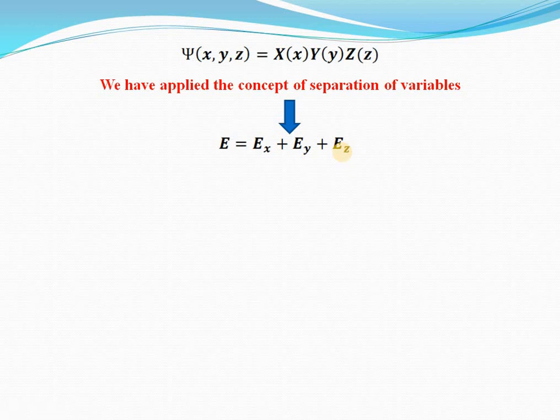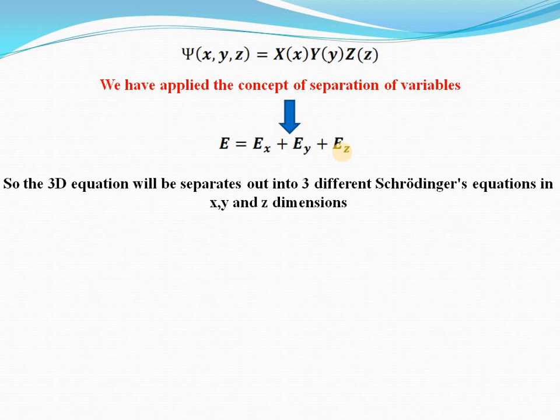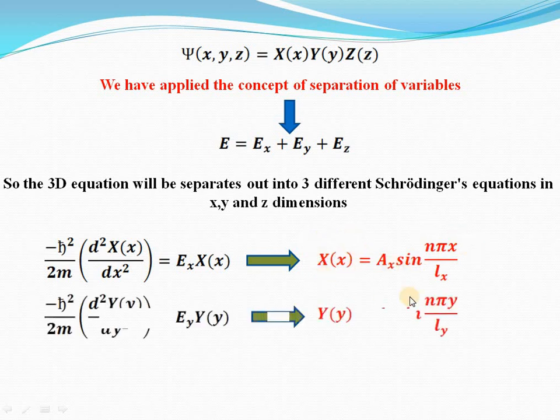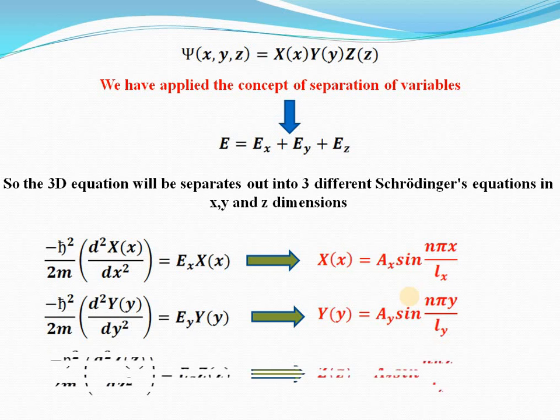So this process is called separation of variables. Our equation separates out into three separate Schrodinger's equations, one for each dimension. You can see that this equation is for the x direction. So the solution of the wave function along the x direction will be this one. Similarly, the wave function and equation along the y and z directions will be these.